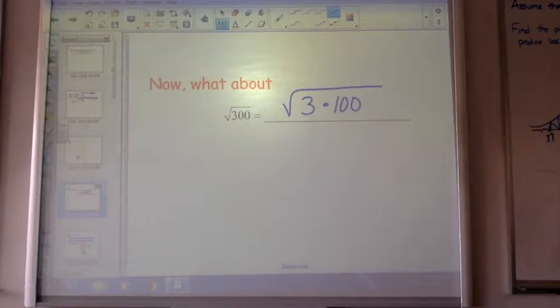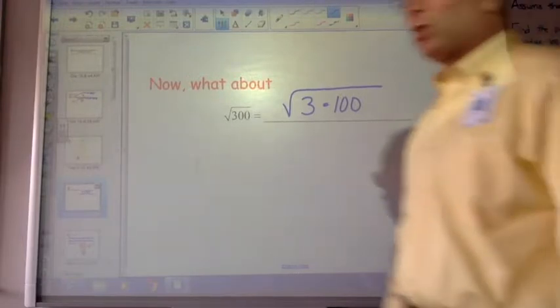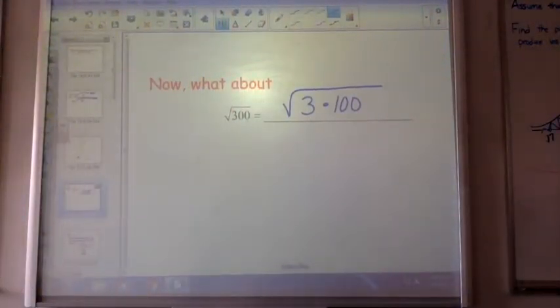So does everyone feel comfortable that 3 times 100 is equal to 300? Is there any part of that conversation where you're like, dude, that happened? So 3 times 100 is indeed 300. Now 100 is our largest perfect square that goes into 300, 3 times, right? Does that make sense? Now 3 is a prime number, meaning I can't break 3 down any further.